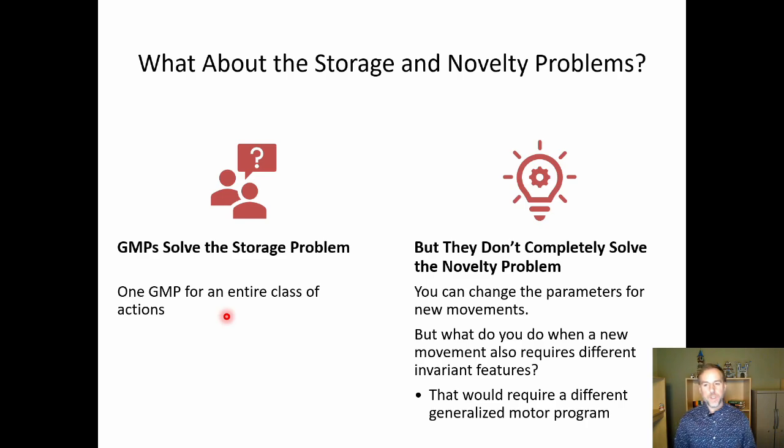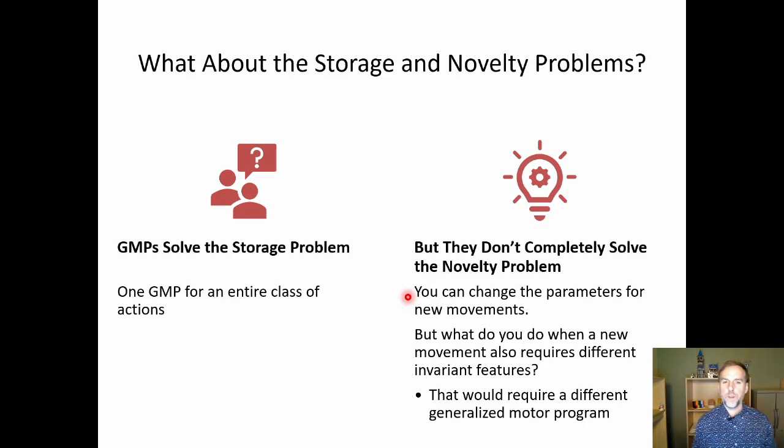Now, generalized motor programs, they don't completely solve the novelty problem. It's kind of half solved. So let's say Steph Curry one day needs to shoot a 3-pointer from the first level of the stands. So he's really far away. He's never shot a 3-point from that far before. He could change his parameters, really decrease the duration, increase the force to shoot a 3-point shot from a distance he's never shot before, from a novel distance. So generalized motor programs do allow you to have novel parameters.